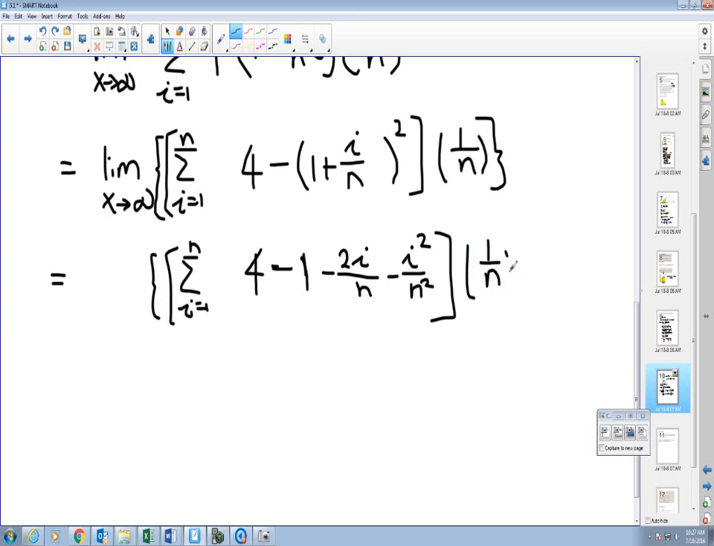One over n, and my limit on the outside. Oops, not x, that's n. I don't know why I keep writing it down wrong. These are n right here.